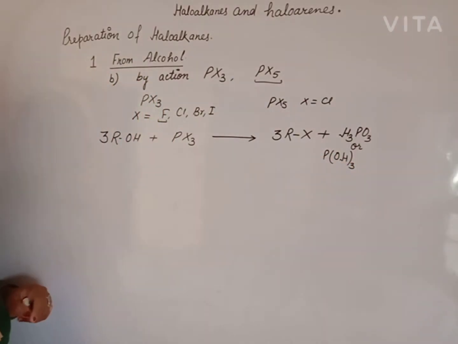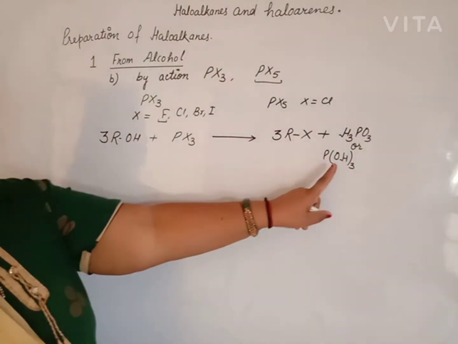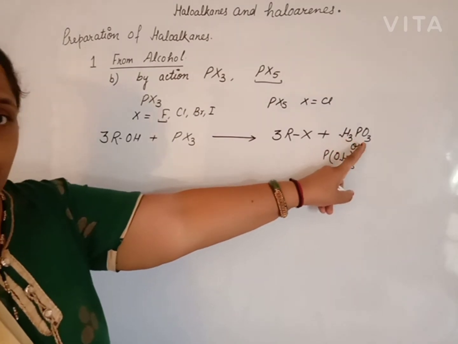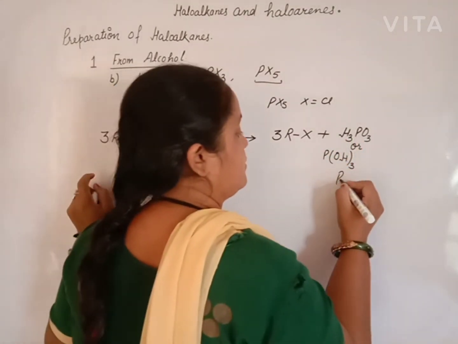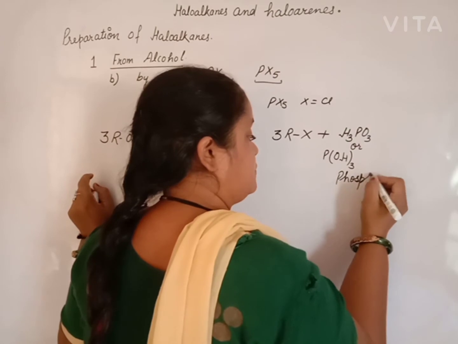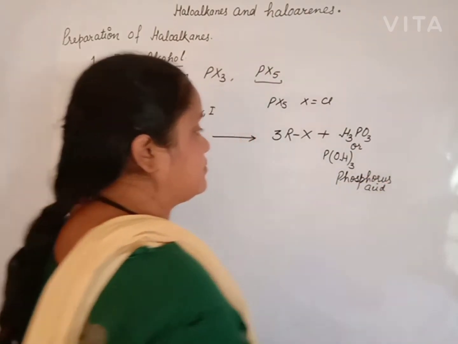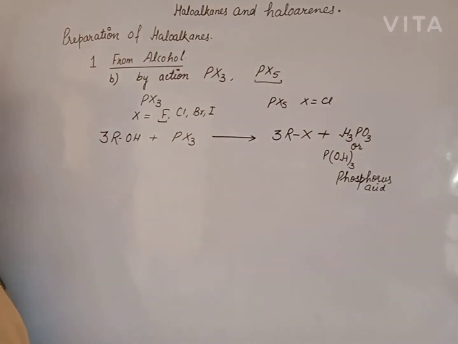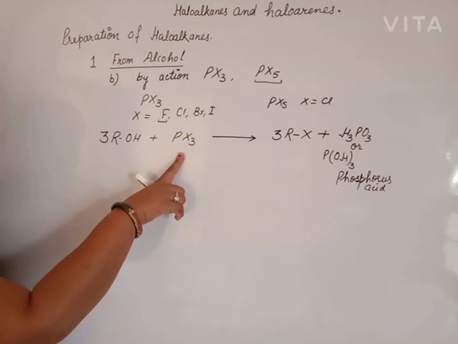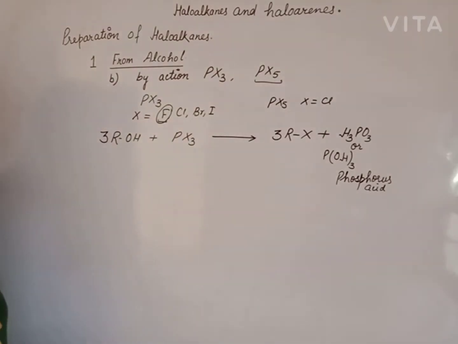You may write it like this, but it is H3PO3, phosphorus acid, sorry, phosphorus acid. Clear? X may be fluorine, chlorine, bromine or iodine, but we use less amount of fluorine.